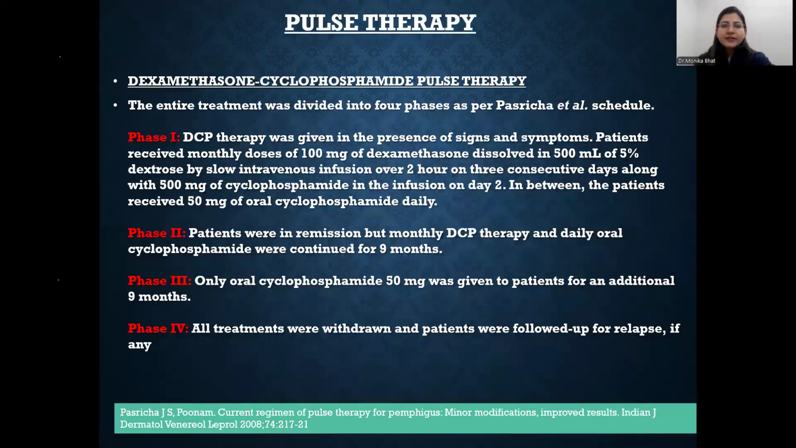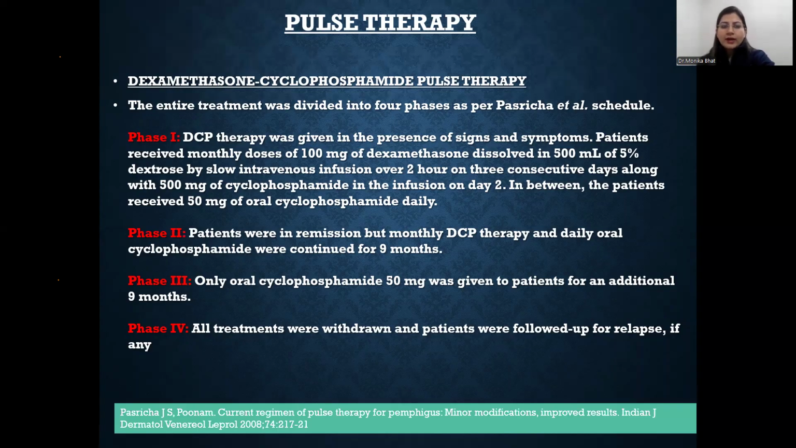So yeah, in the severe cases, we have the pulse therapy, that is the DCP therapy, dexamethasone cyclophosphamide pulse therapy, where we have 4 phases. In phase 1, DCP therapy is given when there are severe signs and symptoms in the patient. The dose is 100 milligram of dexamethasone, dissolved in 500 milliliter of 5% dextrose, given by slow intravenous infusion over 2 hours on 3 consecutive days.